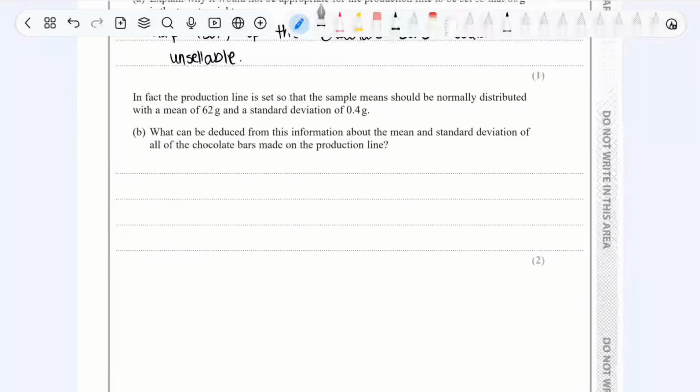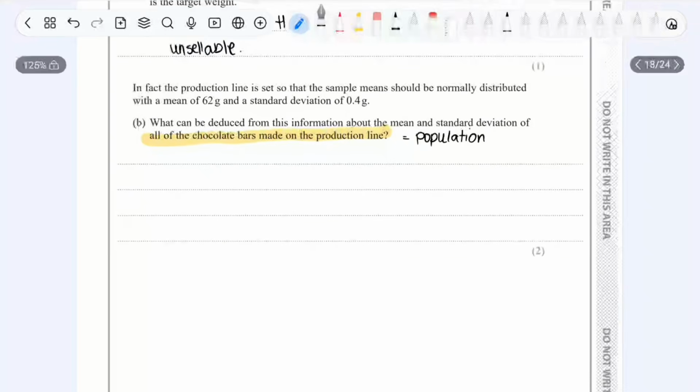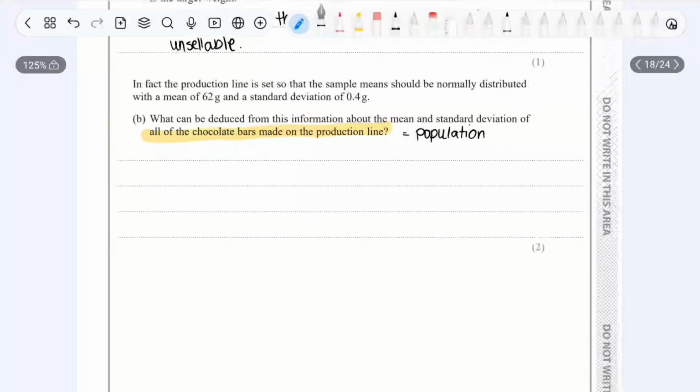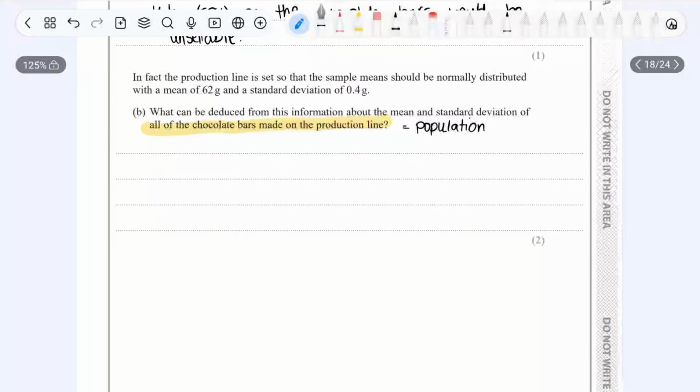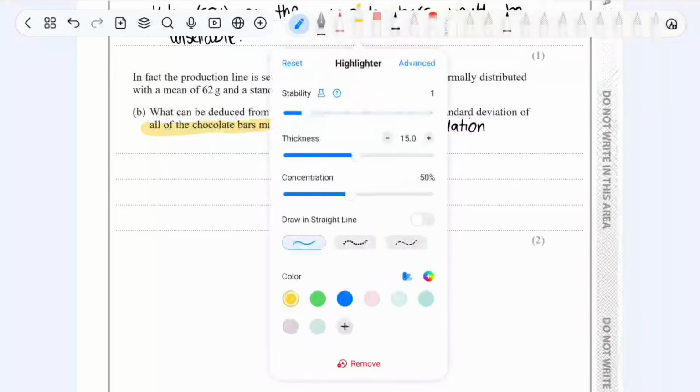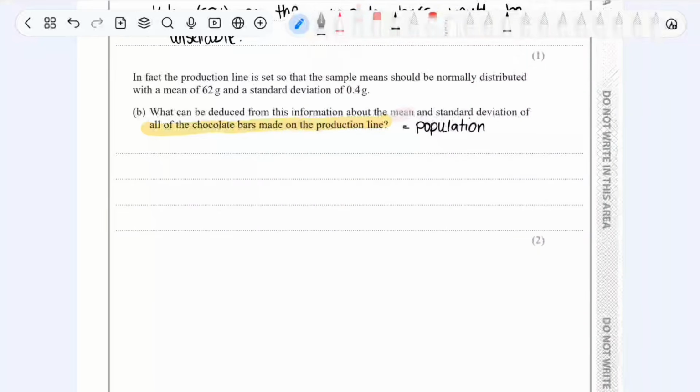What can be deduced from this information about the mean and standard deviation of all the chocolate bars made on the production line? So all the chocolate bars made on the production line, I need to refer to this as the population, and the population is again everything you're interested in, and this is all the bars on the production line. And then you've got your sample, which is the subset of data which you select. Now what can we deduce about each of the mean and the standard deviation? 2 marks and 2 rough points that we're going to base it around.